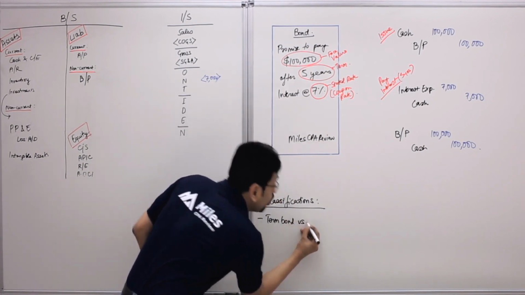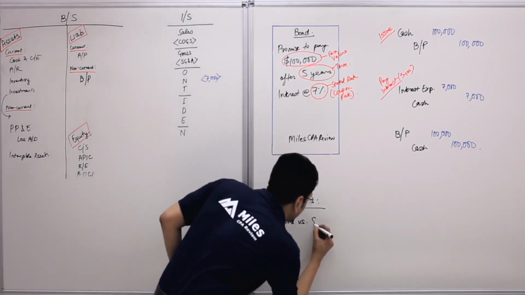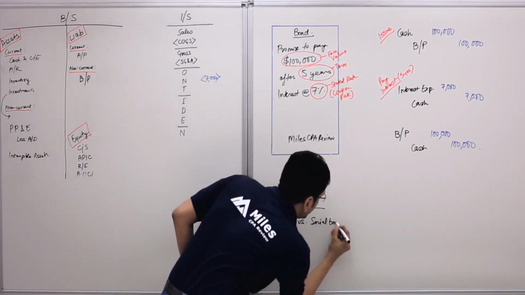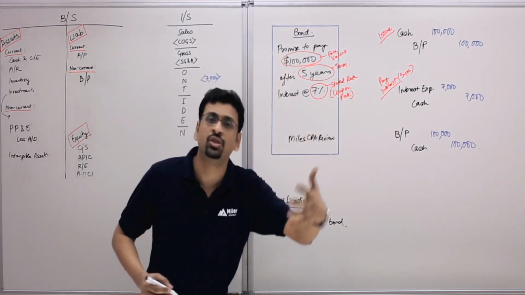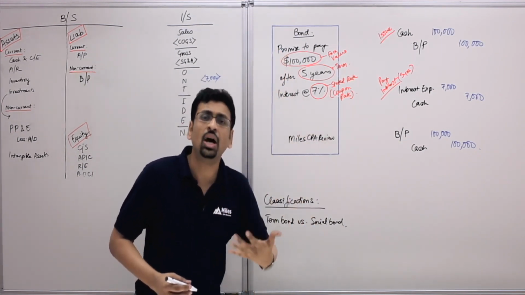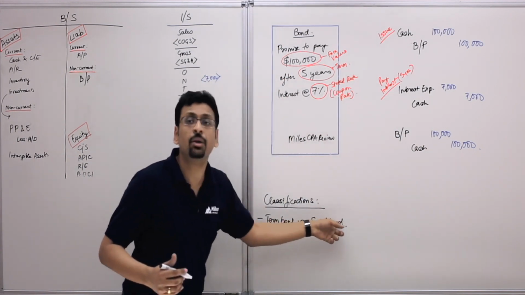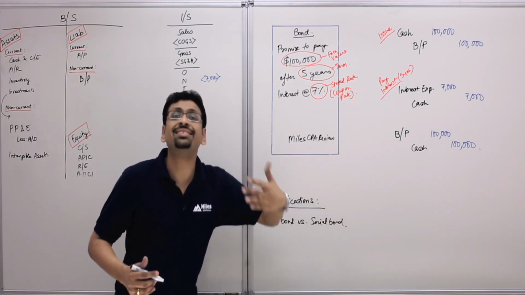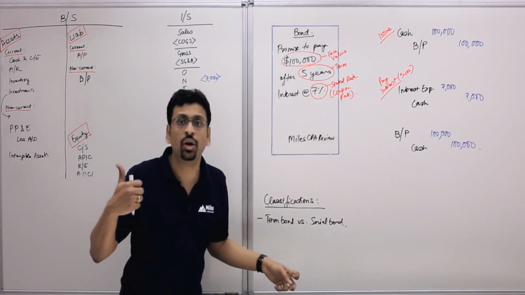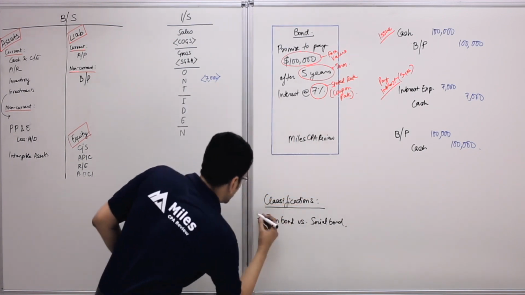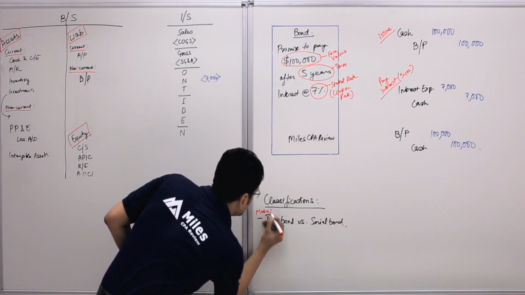Now, what we could also have done, we didn't do it, but we could have done, is issue a serial bond. In a serial bond, instead of the entire $100,000 maturing after 5 years, we could have, let's say, $20,000 mature each year. So that would have been a serial bond which matures in a series of installments. Term bond, single maturity date. So this would have been classification on the basis of maturity.